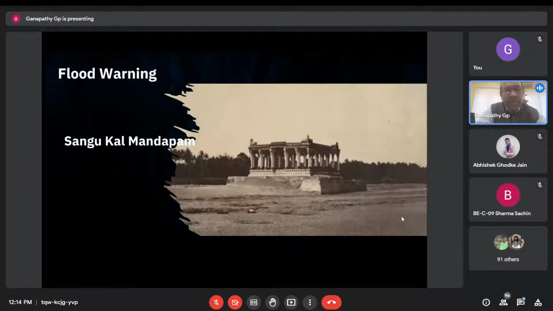And this is another one, what we call the Sangukal Mandapam. This is in Tamil Nadu actually. Sangukal Mandapam is nothing but a conch-like structure in the river. When river water comes, it moves over there, and the wind goes inside the conch and gives a sound, so that the people on the river bank understand that there is going to be a flood in this river. So everybody moves out of this area.